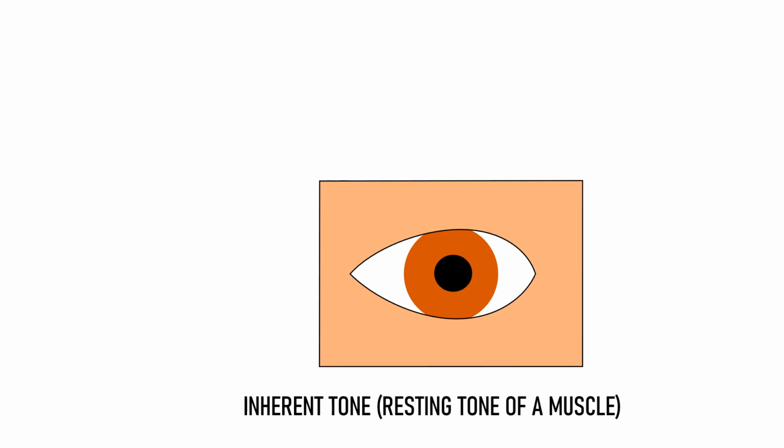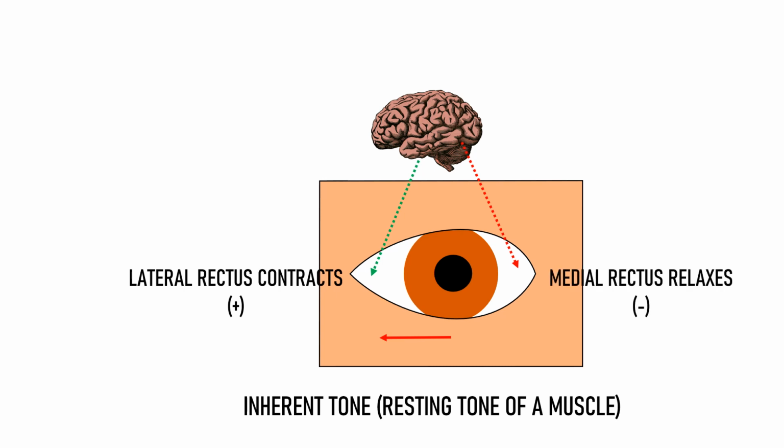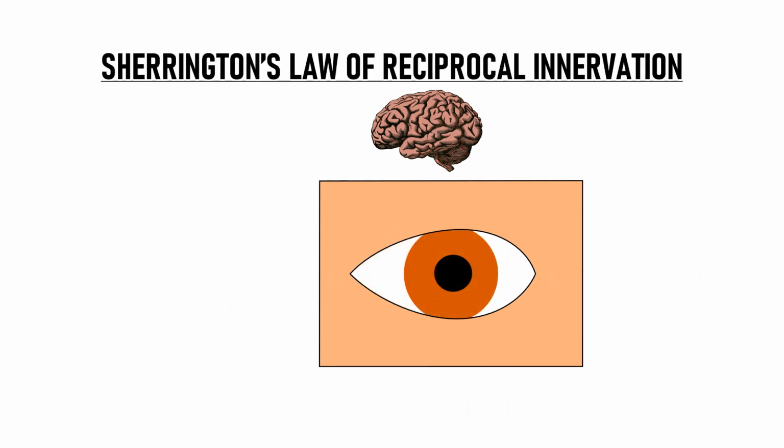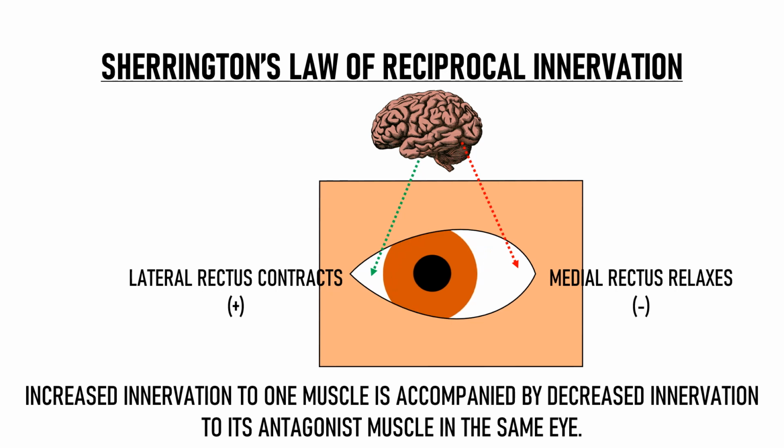Now suppose the right eye has to move to the right. To make that movement possible, our brain sends stimulus to the right lateral rectus to contract. And to make that movement smooth, it also sends stimulus to its antagonist to relax. Thus, when this eye goes into abduction, the right lateral rectus contracts and the right medial rectus relaxes. This is Sherrington's law of reciprocal innervation, which states that increased innervation to one muscle is accompanied by decreased innervation to its antagonist muscle in the same eye.